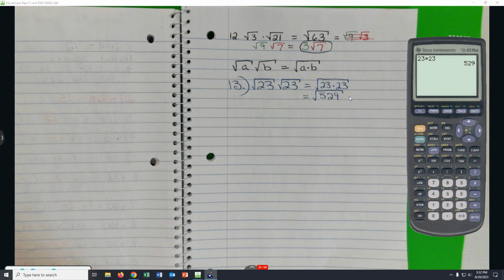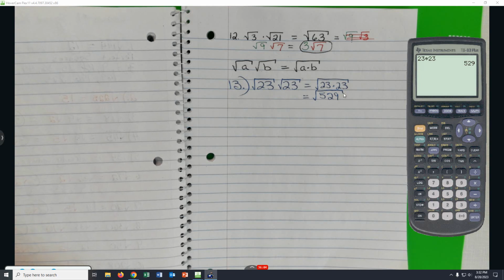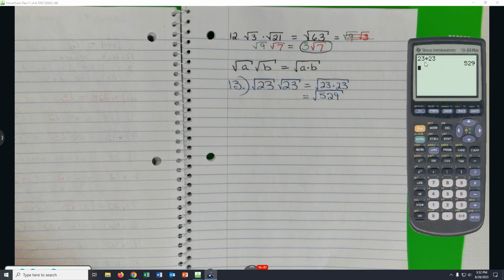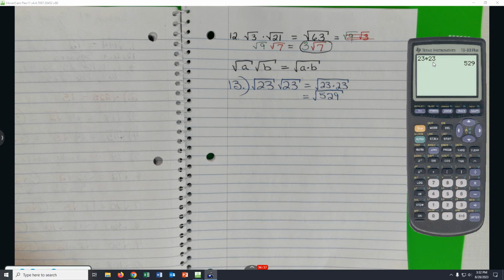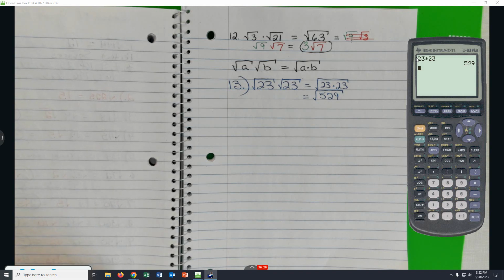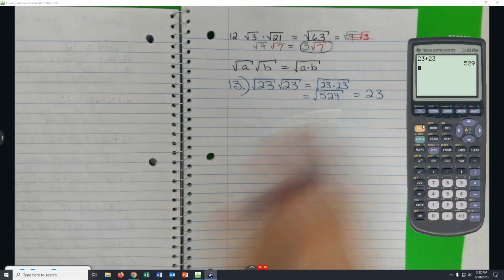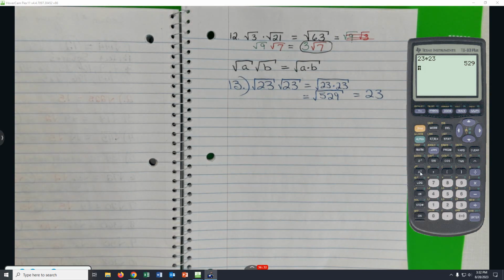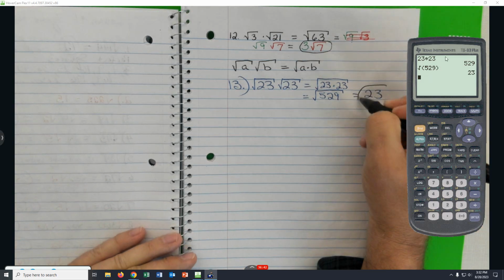Is 529 a perfect square? And if so, what's the square root of 529? What do you square to give yourself 529? What times itself gives you 529? This seems like a difficult question, but it's only because it's so obvious. 23. Or you could punch it into your calculator to verify. What's the square root of 529? Is it 23? Well, it better be. 23 times 23.